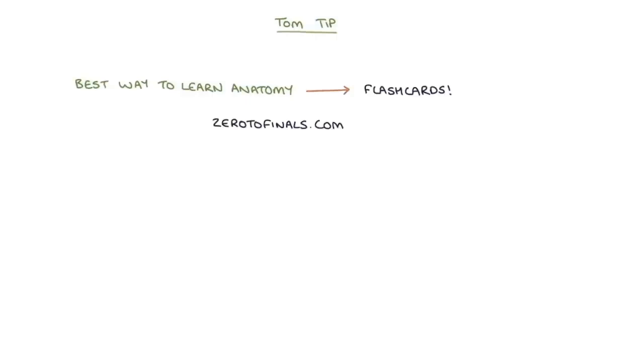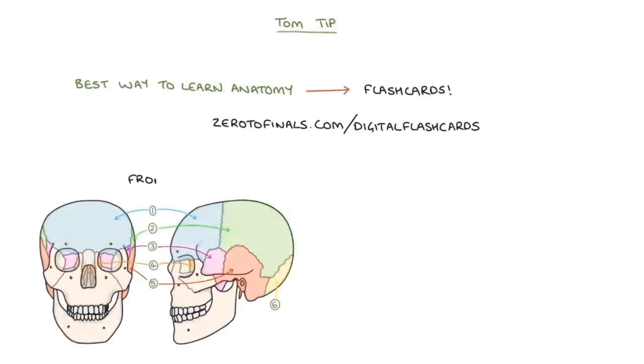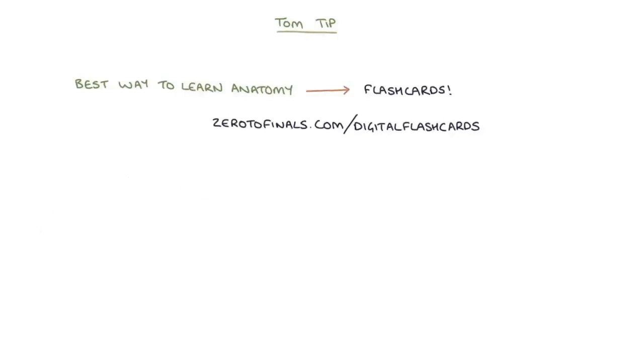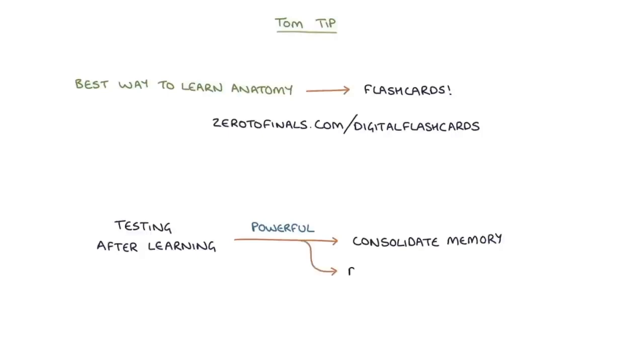A final Tom tip for you: the best way that I've found to learn anatomy is by using flashcards. You can find flashcards to test yourself on the information we've just been through at zerotofinals.com/digital flashcards. You can keep running through the flashcards and testing yourself until you can easily recall each answer, and then when you can recall all the basic bones of the skeleton, you know you're ready to move on to learning each bone and joint in more detail. Testing yourself shortly after learning something is an extremely powerful way to consolidate that information in your memory and to retain it longer.